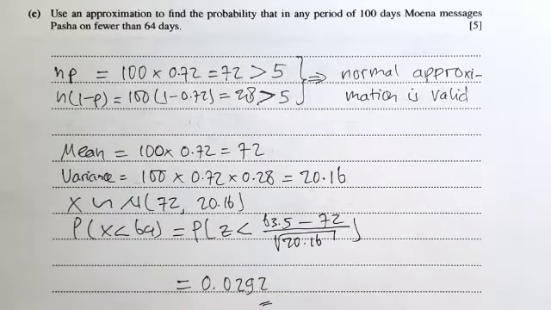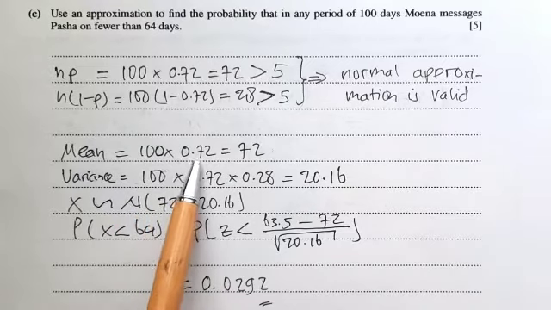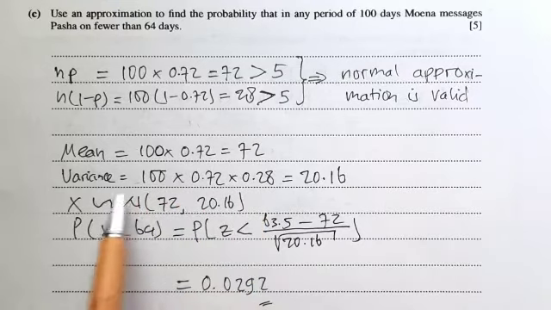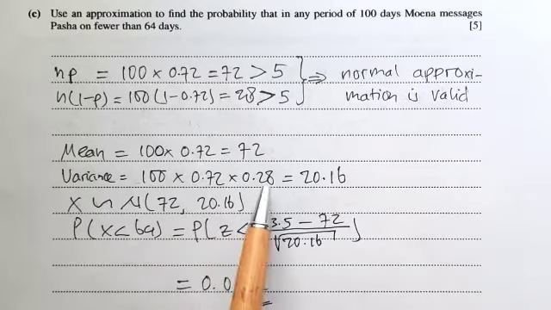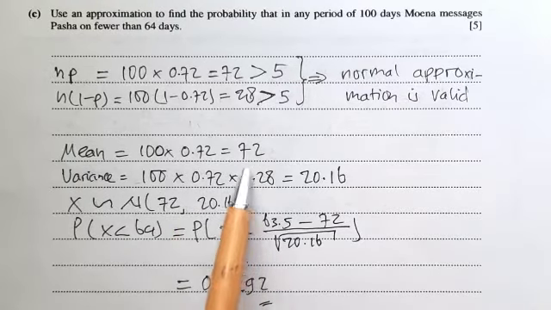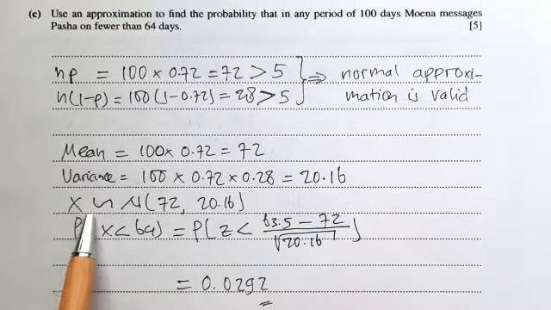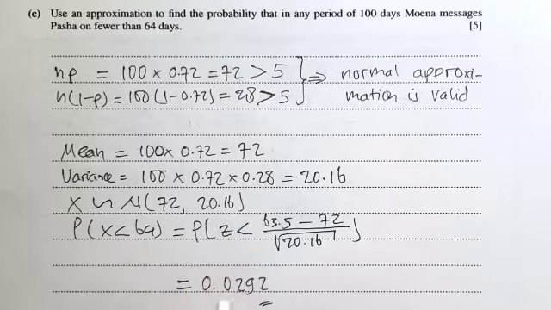Now, for the normal distribution, the mean is 100 times 0.72, that is 72. The variance is 100 times 0.72 times (1 minus 0.72), that is 0.28, which equals 20.16. Thus this is the variance. Now X is normally distributed with mean 72 and variance 20.16. Thus the question is to find the probability of X less than 64.